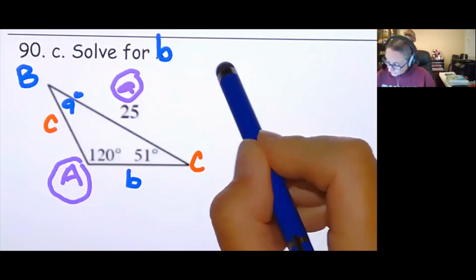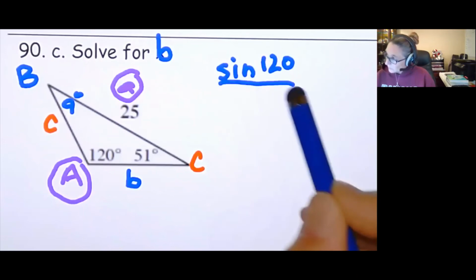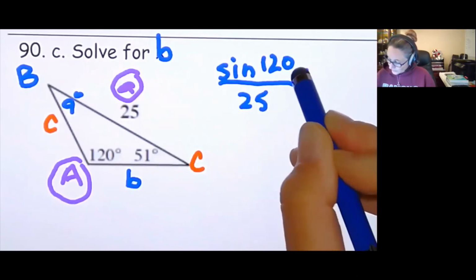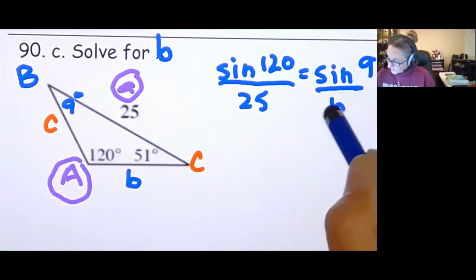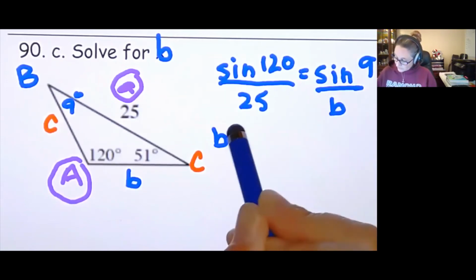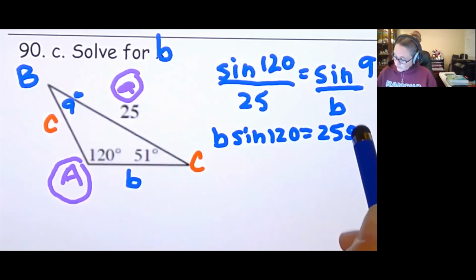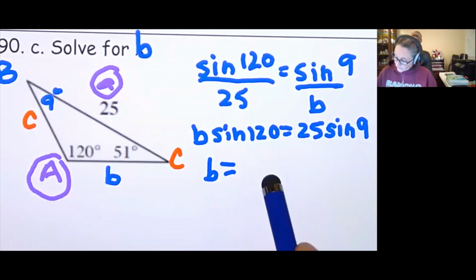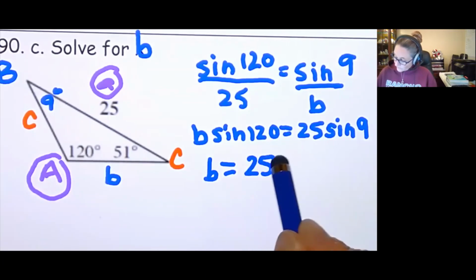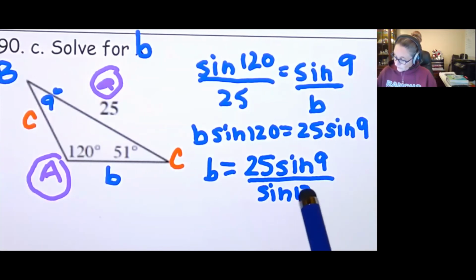So I'm going to do sine of 120 over 25 is equal to sine of 9 over b. Cross multiply, so I get b sine 120 equals 25 sine 9, divide both sides by sine 120. So little b, which is our x that we're trying to find, is 25 sine 9 over sine 120.